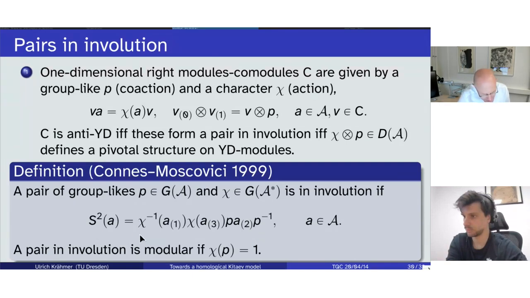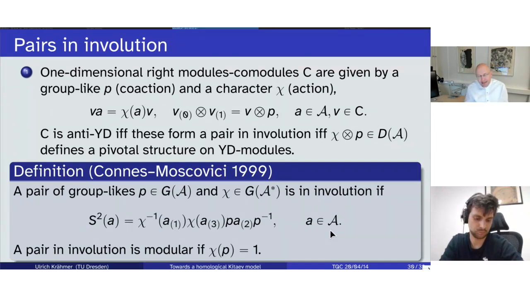And a pair in involution is called modular if the character evaluated on the group-like element is equal to 1. Okay, so Kohn and Moskowitz were interested in these modular pairs in involution because when you give me such a thing, they could write down invariants of the Hopf algebra called Hopf-cyclic homology.